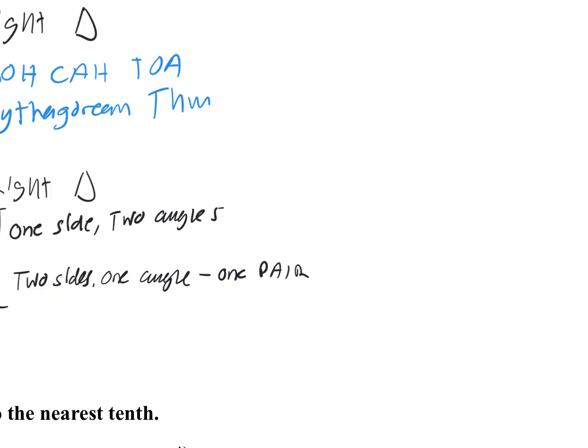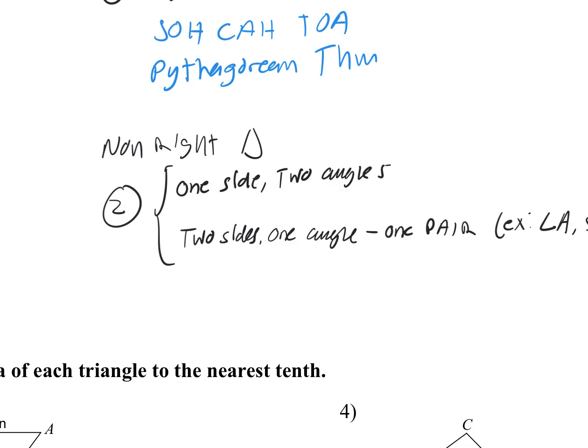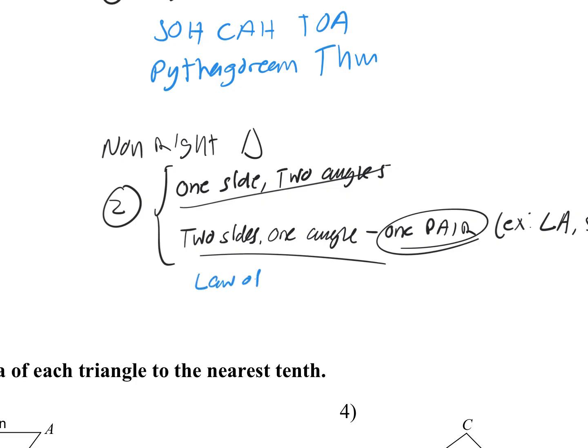When I say pair, I mean, for example, you have angle A and side A. So if I have an angle A and a side A, or an angle B and a side B, as long as you have something that matches. This is the biggest thing. Regardless of if it's one side and two angles or two sides and one angle, you should have something that matches, all right? And when this happens, you can use law of sines.